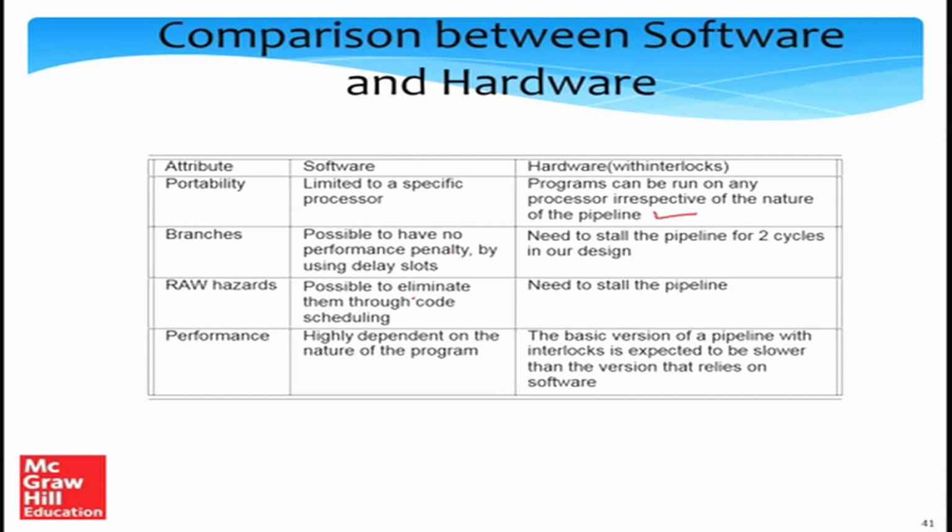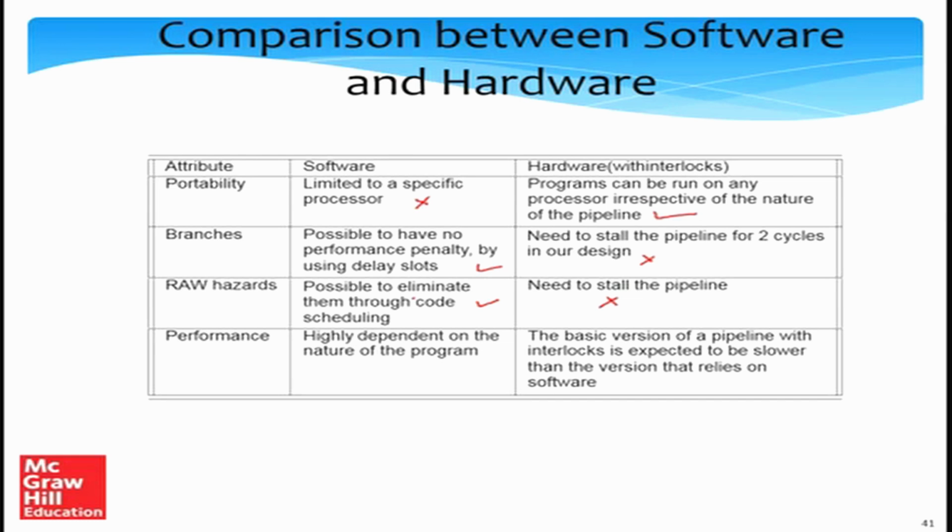In the case of branches, it's possible to have no performance penalty by optimally using delay slots. In the case of hardware with interlocks, we have to somehow stall the pipeline for 2 cycles in our design. A basic simple design. So in this case, this is one positive point and it's a negative point. Through code scheduling, it is possible to eliminate RAW hazards. In our case, we need to stall the pipeline, so it's a bad idea.